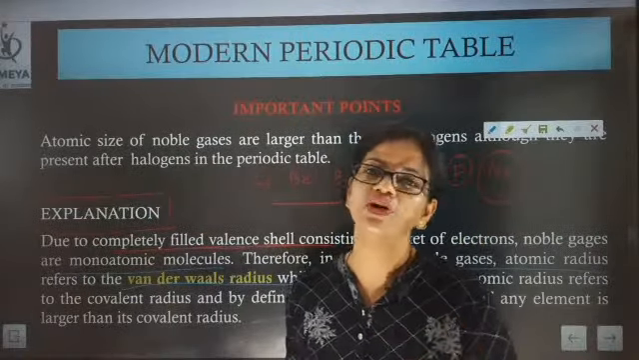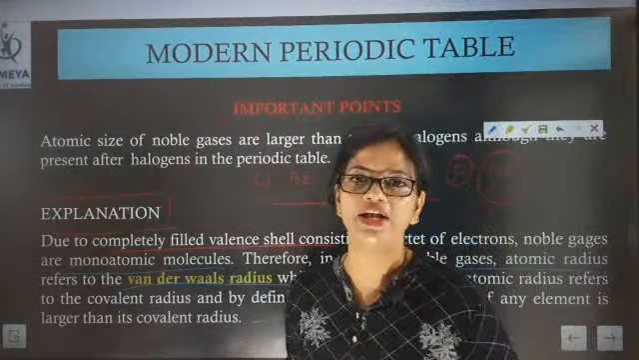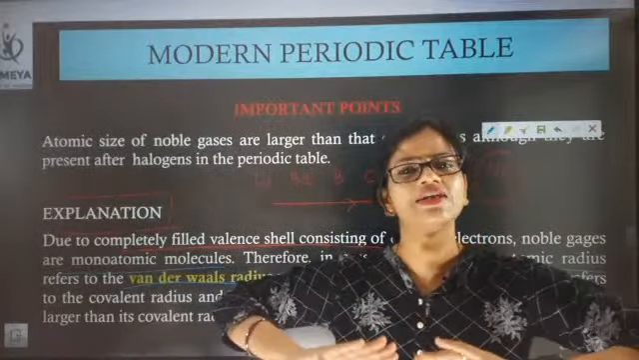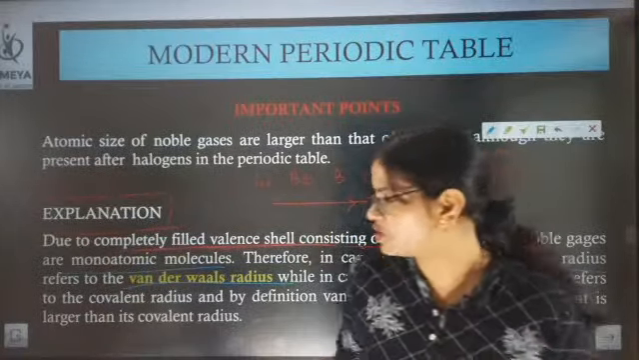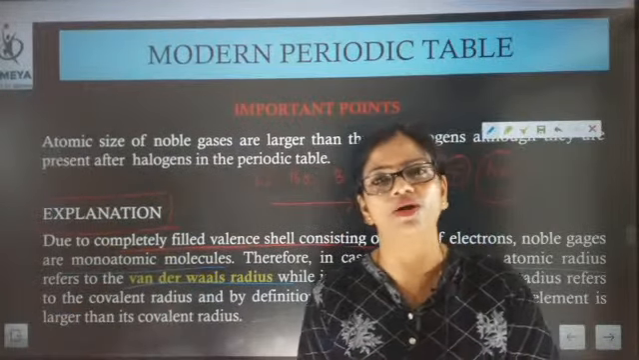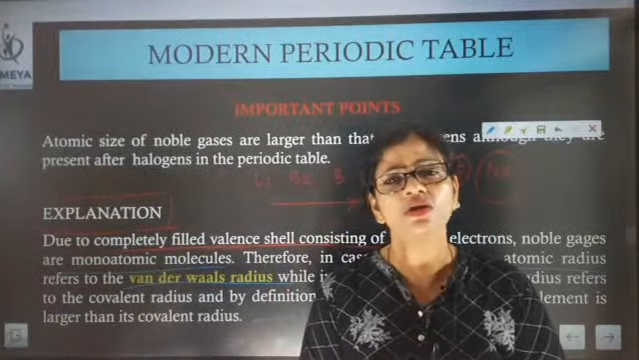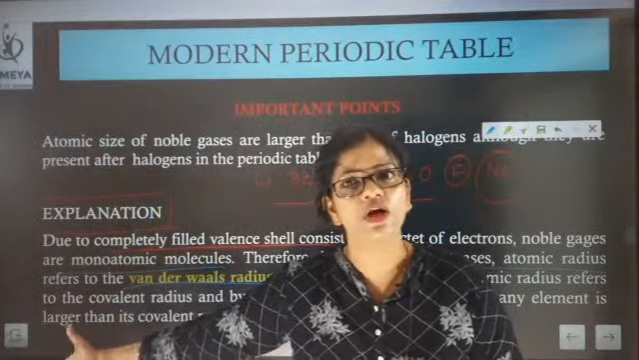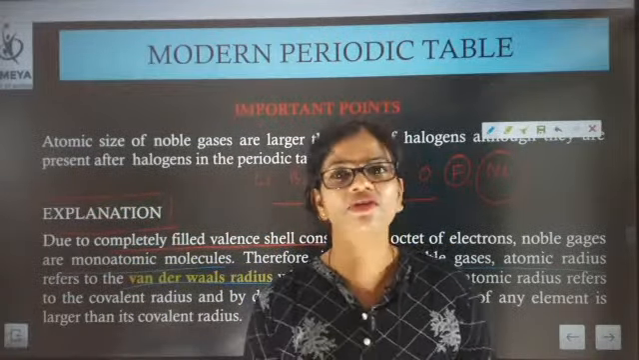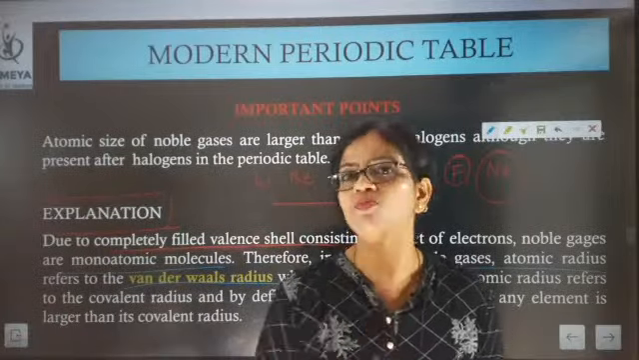Atomic radius refers to what? Van der Waals radius. We discussed yesterday what van der Waals radius is. See, if I am existing in free state, I don't want to combine with anyone. Look here, when I make a bond, I need an electron, or I need to share an electron. So now I am going to explain van der Waals radius, covalent radius and metallic radius one more time.